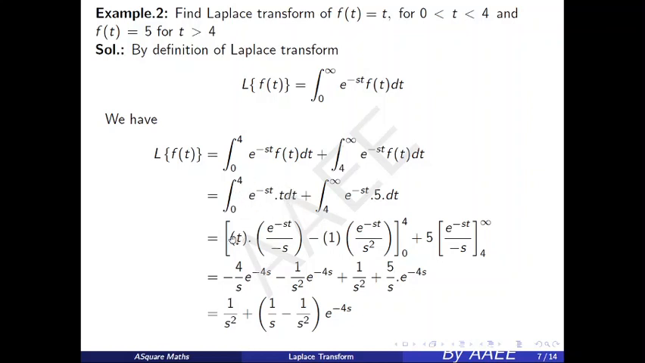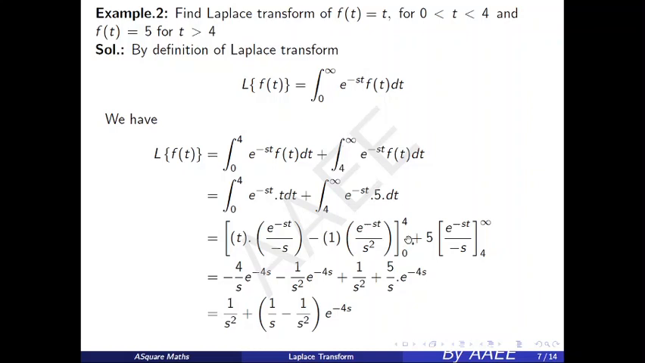Here by using integration by parts, t as it is, integration of e raised to minus st is e raised to minus st upon minus s, minus derivative of t is 1 and integration of this term is e raised to minus st upon s square. 0 to 4, it is minus s and again minus s, that is minus s into minus s is s square. 5 will be outside and integration of e raised to minus st is e raised to minus st upon minus s.